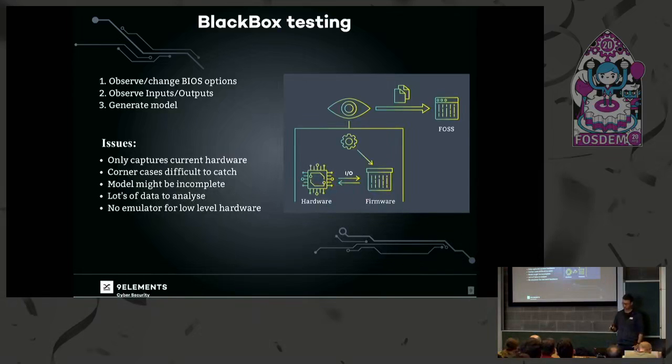It's very difficult to see branches inside the firmware and to catch corner cases. There might be some fix-up for specific devices, and if we don't have that device, we simply won't see that fix-up when we observe the I/O. So our model is likely incomplete, and there's lots of data we need to analyze, and we cannot put the firmware in an emulator like QEMU, because it doesn't emulate the hardware.